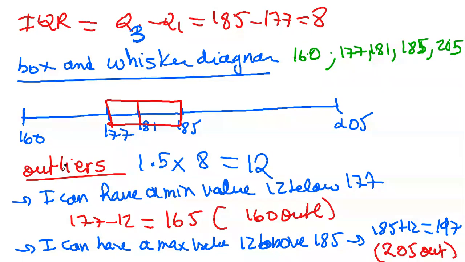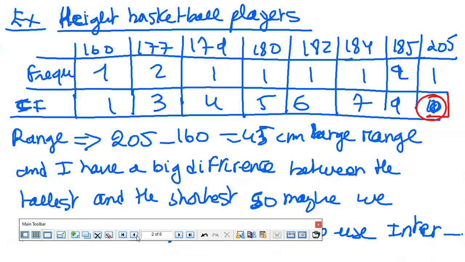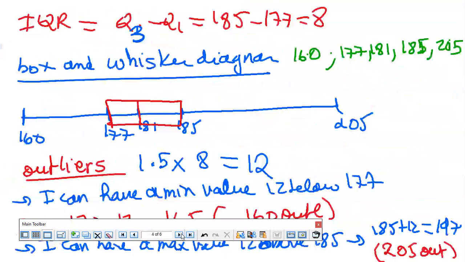Now I'm going to check if there are outliers. To check if there are outliers, you multiply 1.5 times the IQR, and it's 12. What does it mean? It means that I can have a minimum value 12 below 177. So this is 177, the first quartile. You subtract 12. It means the minimum value that you can have is 165. Any value less than 165 is an outlier. So if you look at the board, which one is less than 165? It's just 160. So the first outlier is 160.